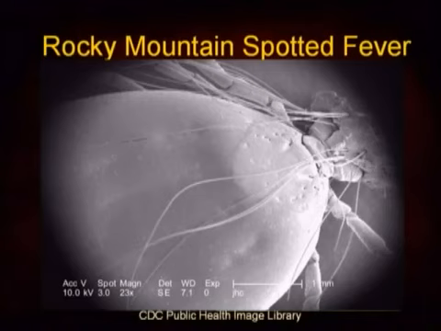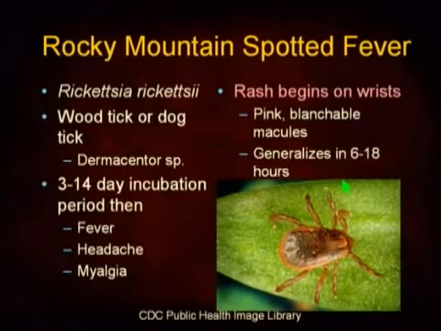Let's talk about Rocky Mountain spotted fever up here first, and here's a tick that may be conferring that rickettsia organism to cause Rocky Mountain spotted fever. You can see its mouth parts there right into this person's skin. The causative agent for Rocky Mountain spotted fever is Rickettsia rickettsii. It's transmitted by the wood tick or dog tick, or Dermacentor species.